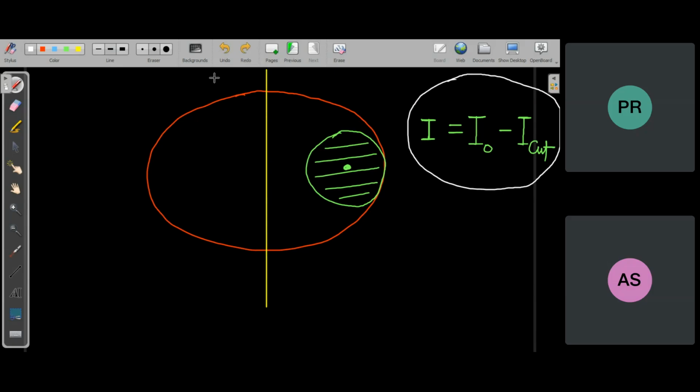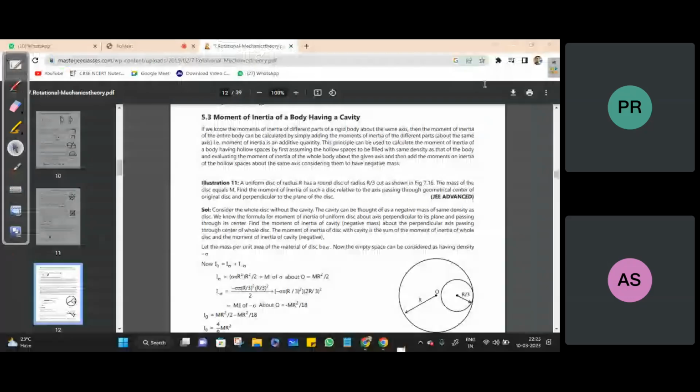Are you getting it? It's the given axis. About the given axis, yes, meaning whatever axis is asked in the question, we are finding about that axis. So all the moments of inertia should be about the same axis. Okay.